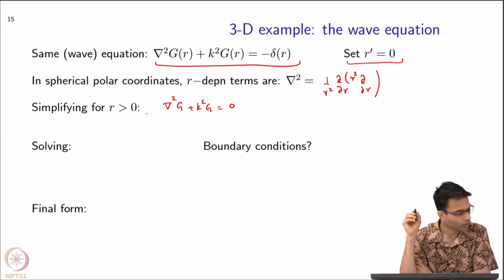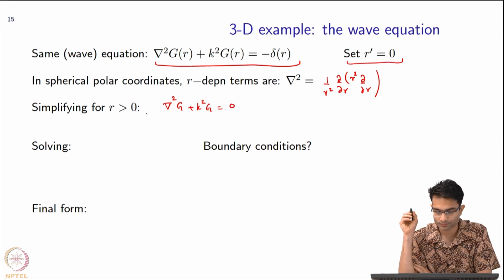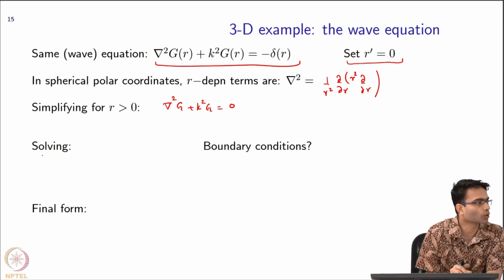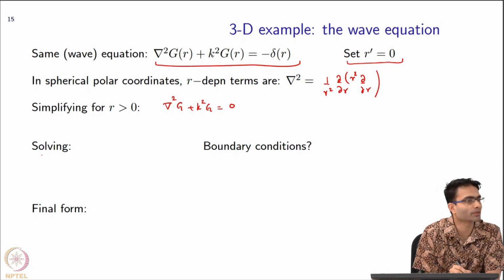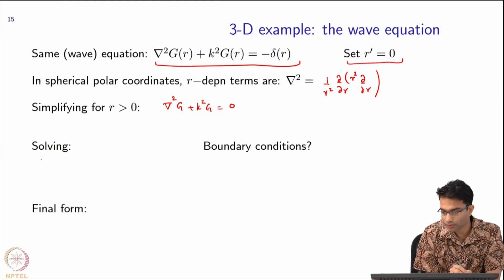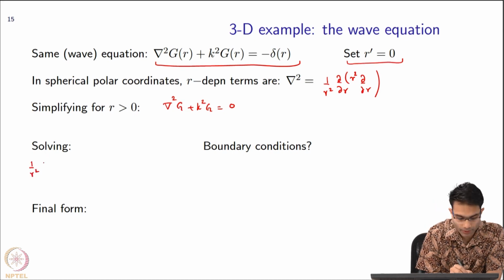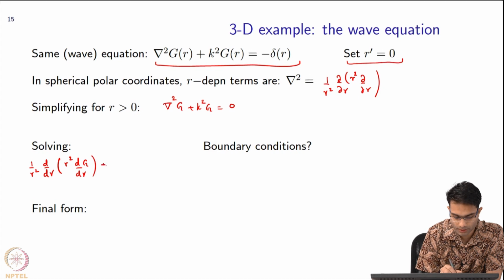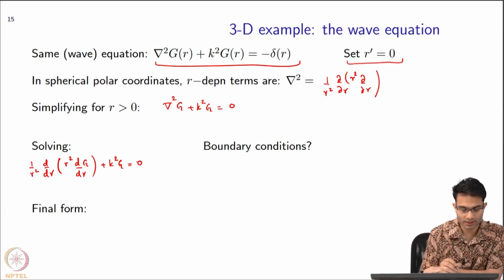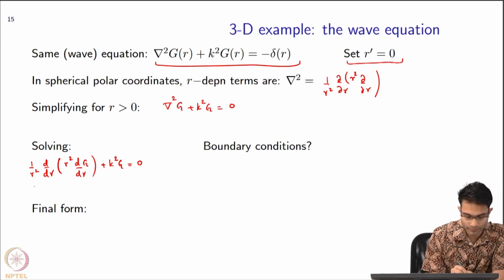So when I go to solve this, let's put this in over here. These partial derivatives become total derivatives, because there is no theta phi dependence. I have put my impulse at the origin. So this is 1 by r squared d by dr of r squared dg by dr plus k squared g is equal to 0. One small trick I will do is I will just multiply by r everywhere.